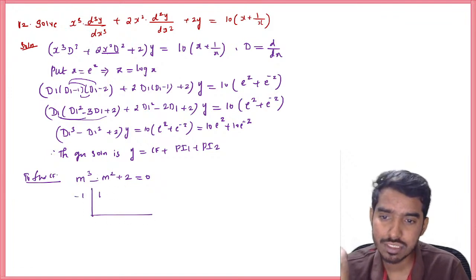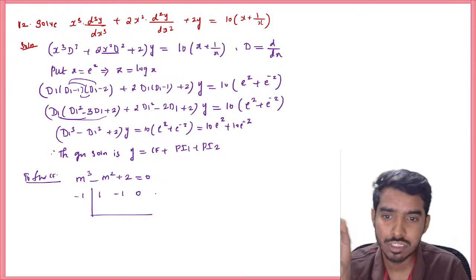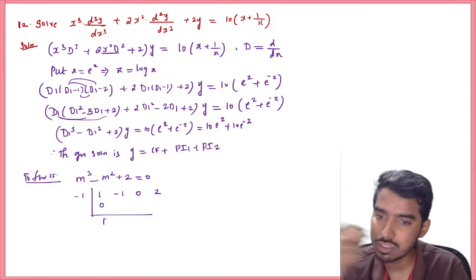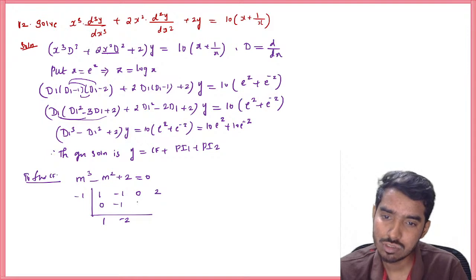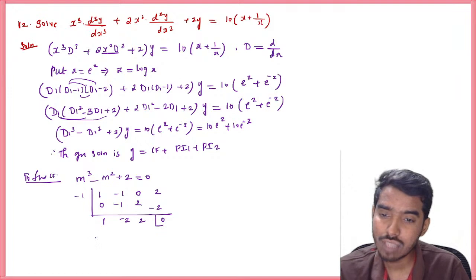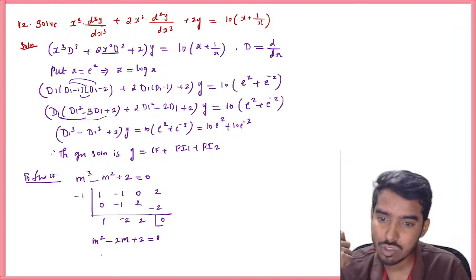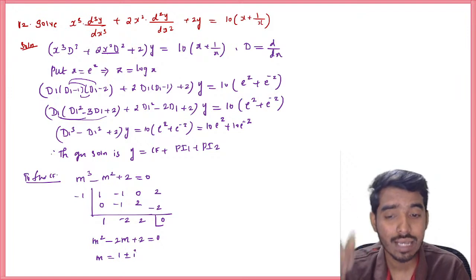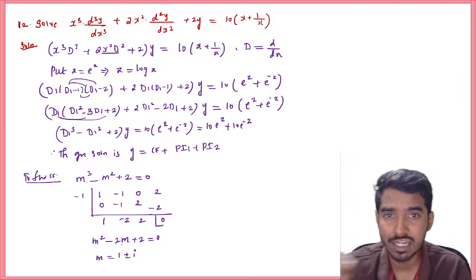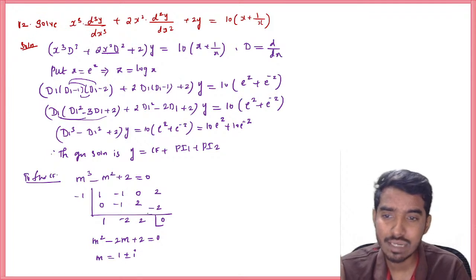So the m cube coefficient is 1, m square is minus 1, there is no m term, so put 0, and we have the constant term. So m cube, m square, m, constant: 1, then minus 1 plus 0 gives minus 1, then minus 1 minus 2... it should be plus 2, so 2 minus 2 will be 0. So the other two roots are the solutions of m square minus 2m plus 2 is equal to 0. Solve this, you will have m equal to 1 plus or minus i, right? Use the quadratic formula, minus b plus or minus root of b square minus 4ac by 2a. You will have 1 plus or minus i.